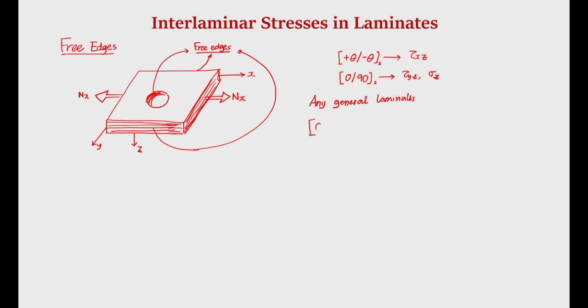Say for example, 0, theta 1, 90, theta 2, symmetric, may not be symmetric also. Okay. So, at each interface, between 0 and theta 1, between theta 1 and 90, between 90 and theta 2, there will be interlaminar stresses. Okay. So, at all these, there will be interlaminar stresses, shear stresses tau xz and tau yz, and normal stress sigma z. Okay. So, depending upon what is the magnitude of these interlaminar stresses, delamination will initiate at a particular interface.